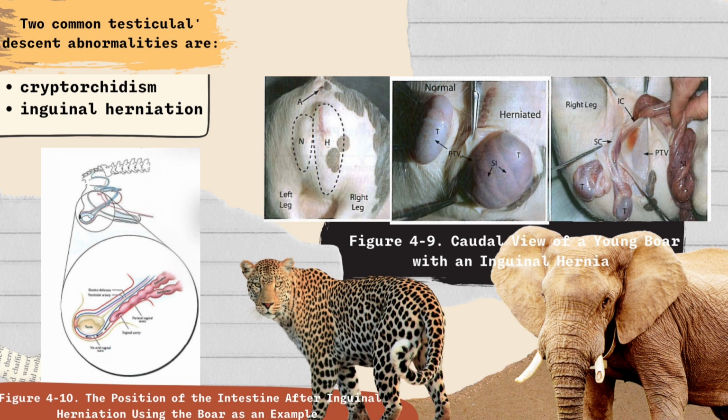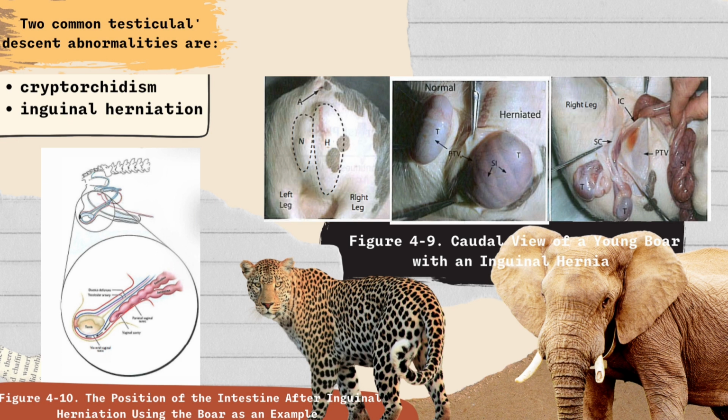The figure on the left shows the caudal view of the scrotum showing the anus, which is the A, the normal, which is the N, and the herniated, which is the H side. Notice that the herniated side is significantly larger than the normal side. The figure in the middle is an incised scrotum showing the normal and the herniated side containing the small intestines, SI, and testicle, which is T.